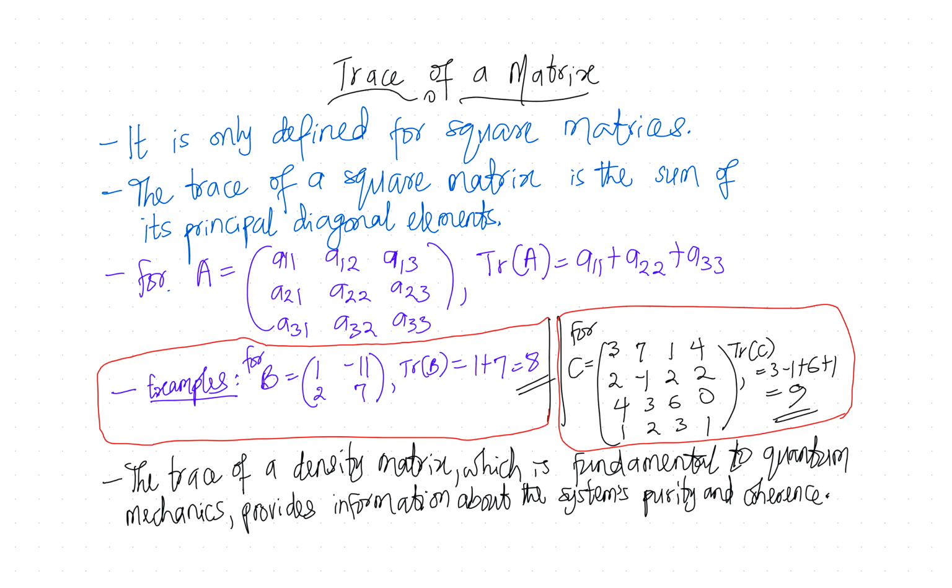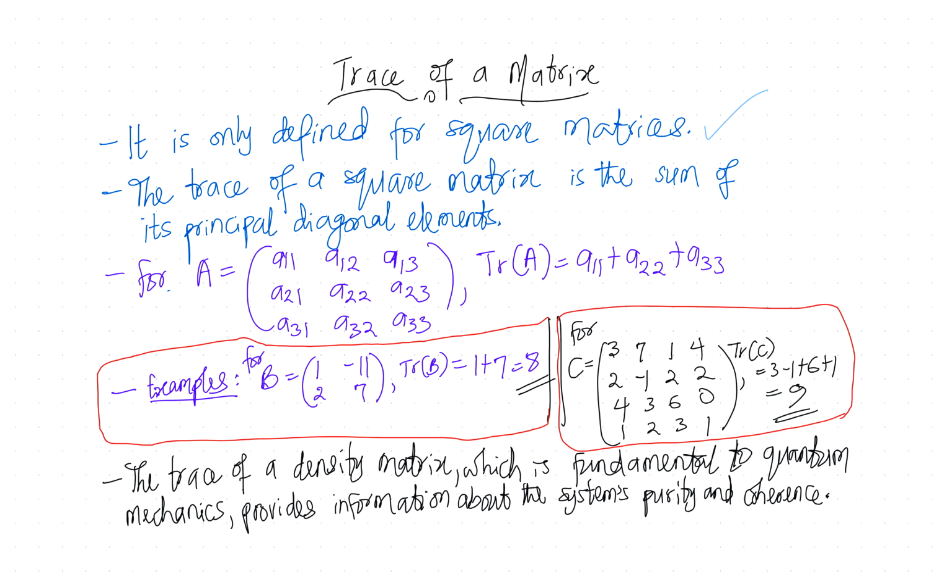First of all, you need to understand that the trace of a matrix is only defined for square matrices. So if a matrix is rectangular, that is, the number of rows is not equal to the number of columns, then you cannot find the trace of such a matrix. Very important to note.